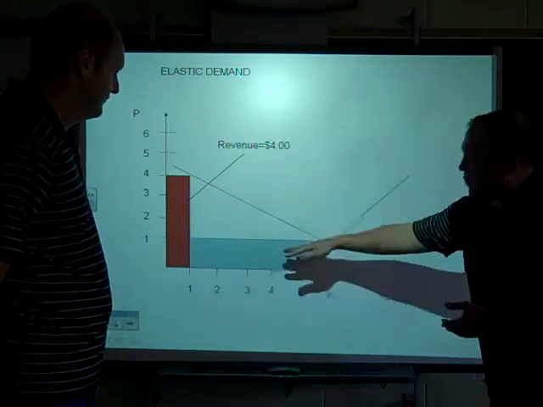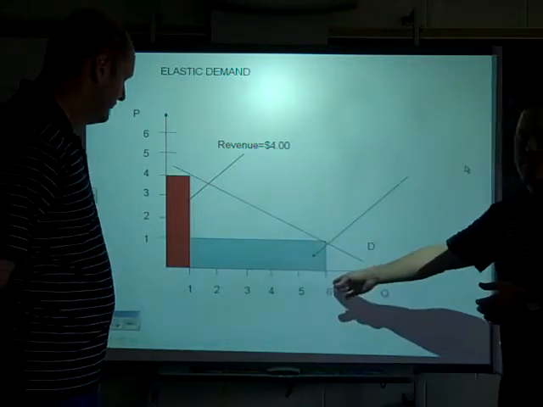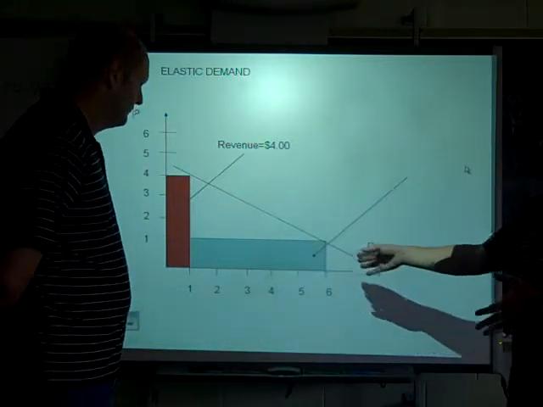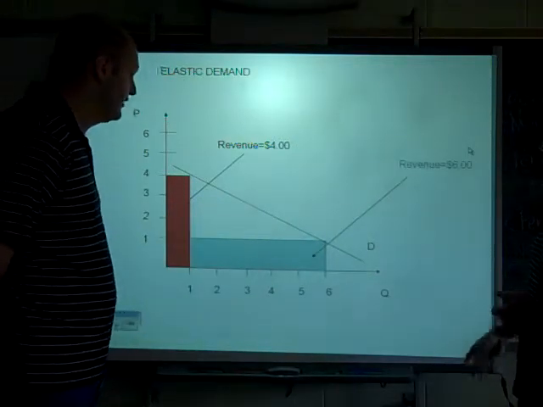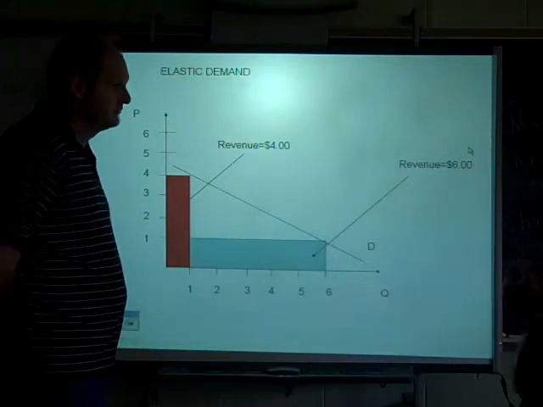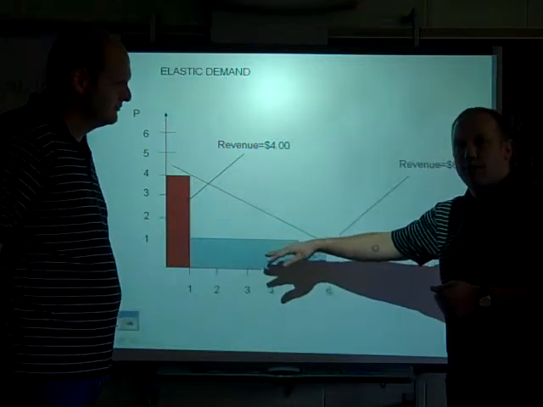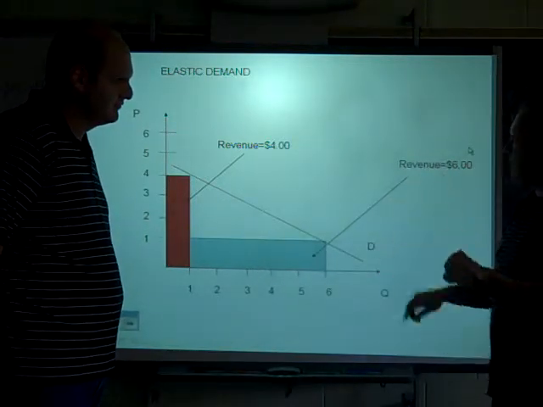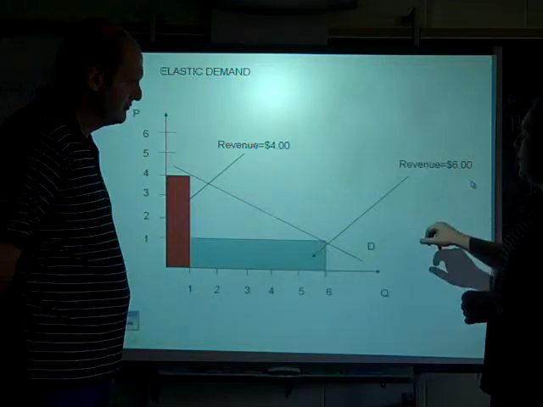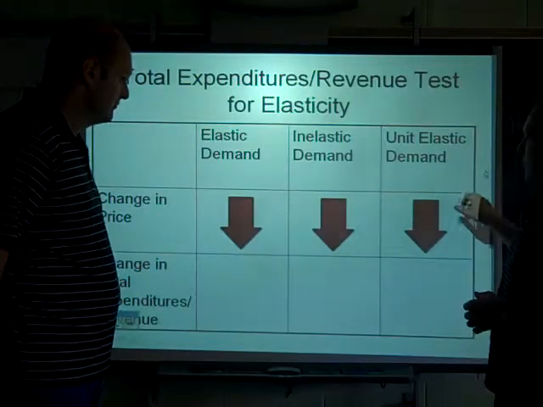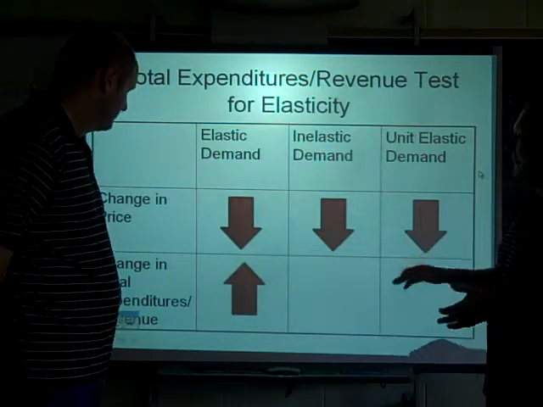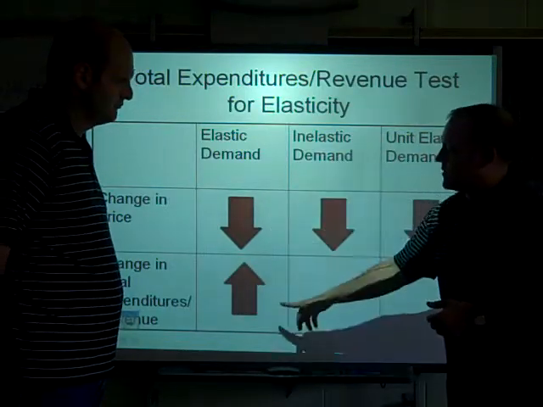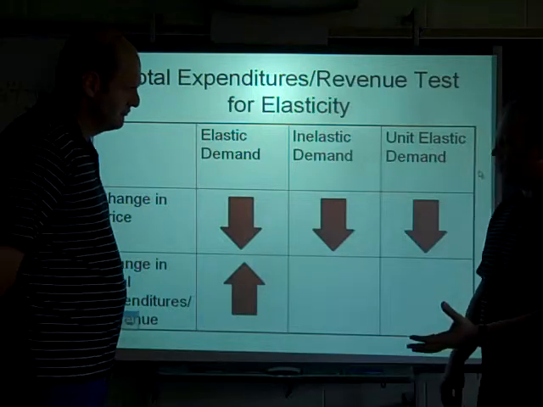On the other hand, if we drop the price down to $1, we're now going to demand a quantity of 6. So what will our total revenue be now? Well, once again, it would be the area of this rectangle, it would be $6. Right. So what we know is that a downward shift in price has resulted in an upward shift in total revenue. So if we go back to our matrix, what we'll find is that when curves are elastic, a downward change in price results in an upward change in total revenue.